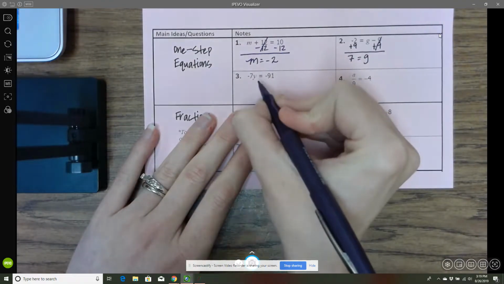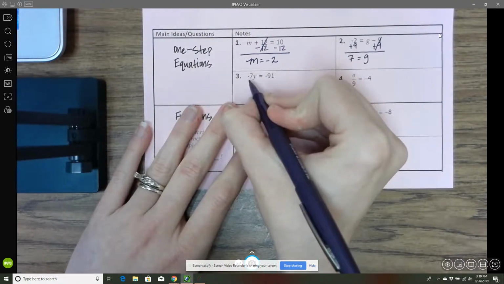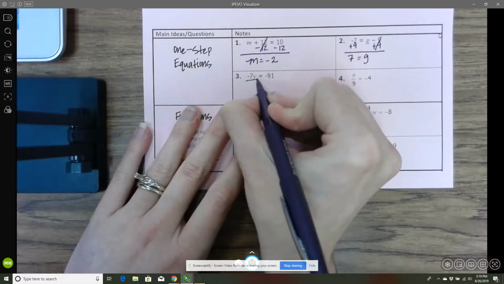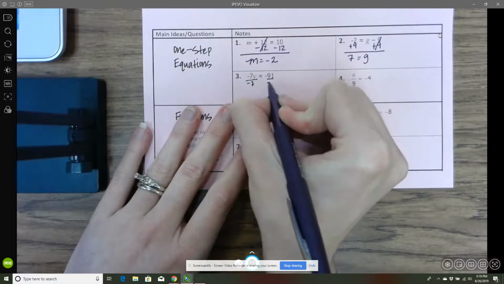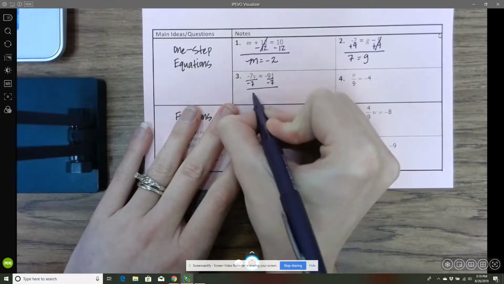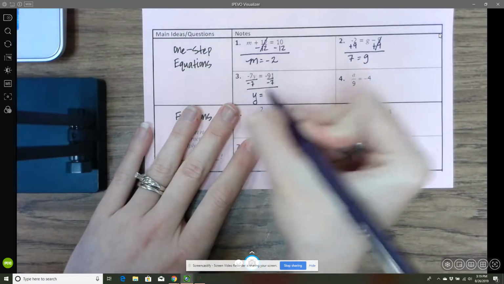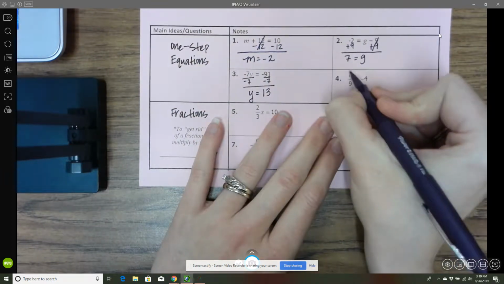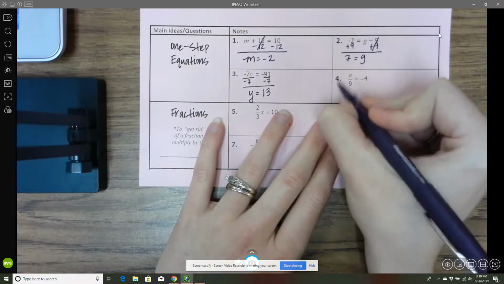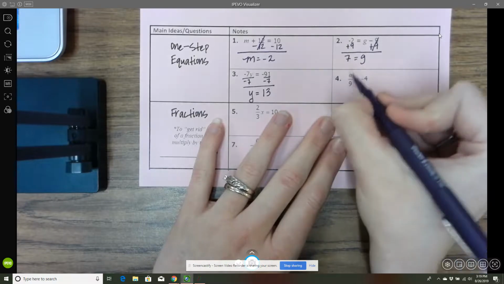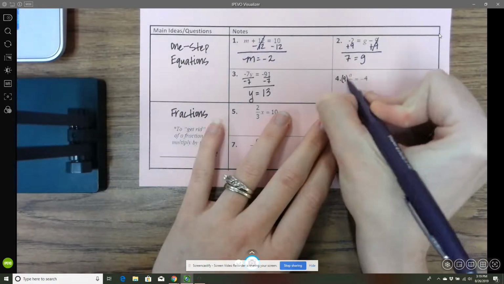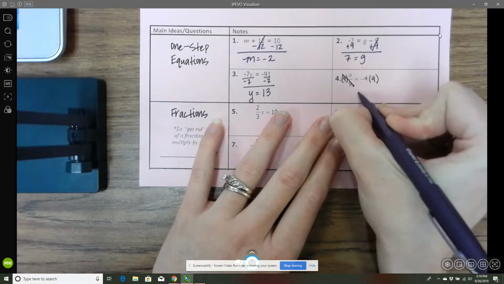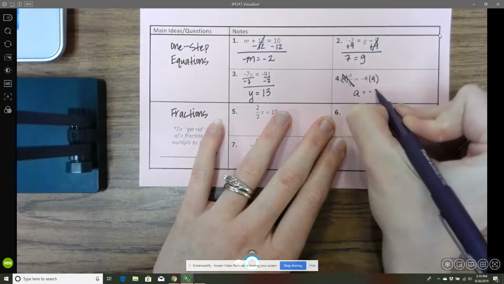So now in multiplication, again, we do the opposite. So -7y means we're multiplying by a -7. So we would divide both sides by a -7. So here we would have y equals 13. And then when you see a fraction set up like this, it's division. So to get rid of division, you would multiply both sides by 9. So then these would cancel, and I would have a equals -36.